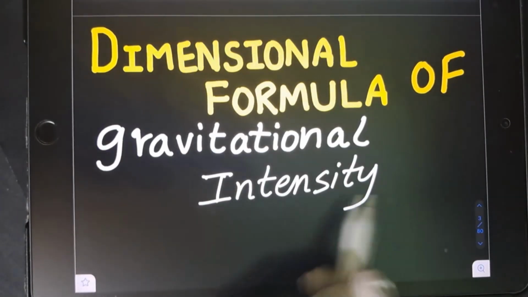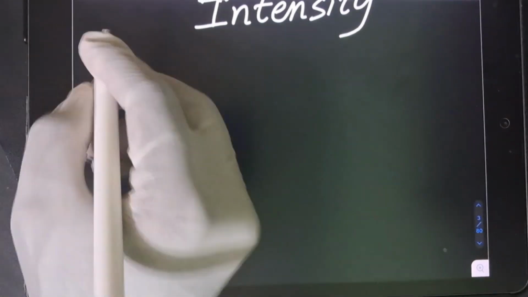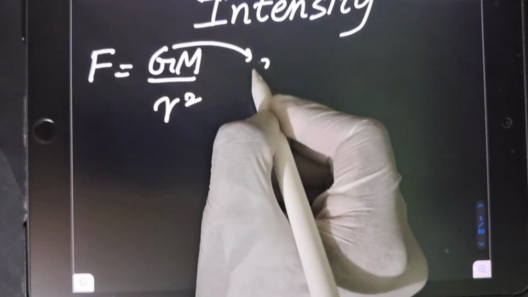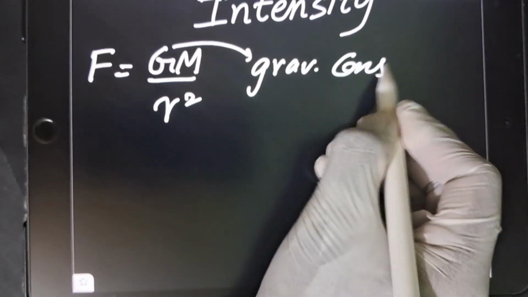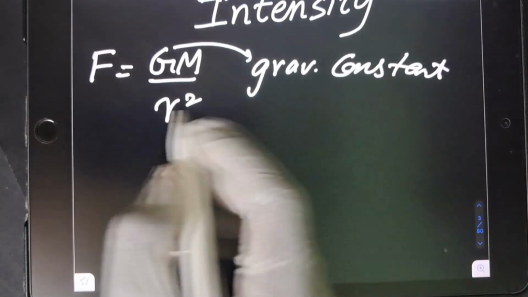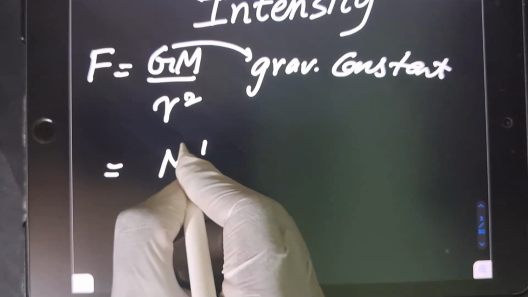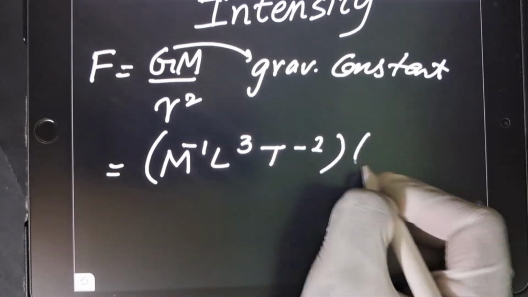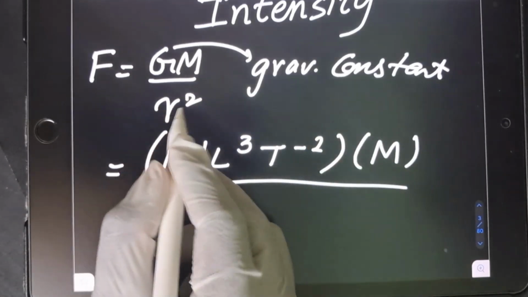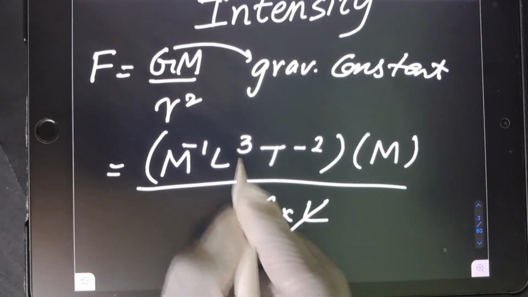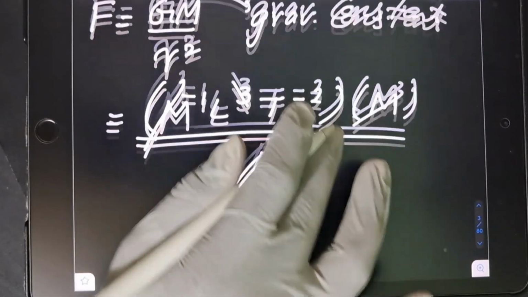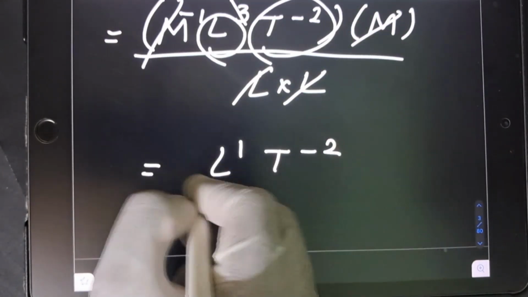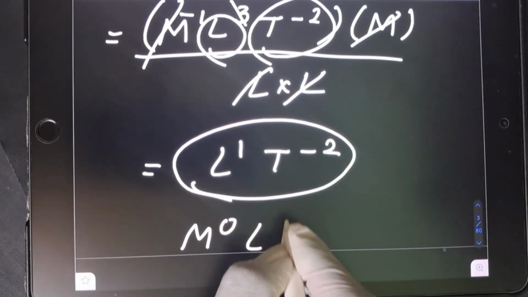To find the dimensional formula of gravitational intensity, the formula is F is equal to GM by r square. Here G represents the gravitational constant. To solve this, you must know the gravitational constant's dimensional formula first. Learn that. It is M power minus 1, L power 3, T power minus 2, into mass M. And here r square, radius square, so L into L. Cancellation of length, we get M power 0, L power 1, T power minus 2. Let's solve this gravitational intensity using another formula also.